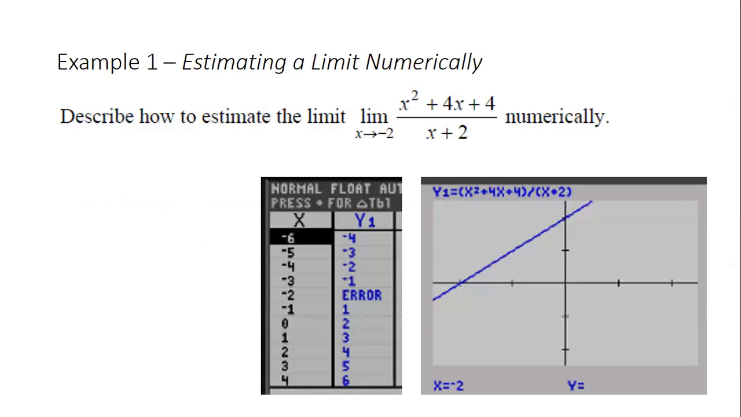So now it says estimating a limit numerically. When we're talking about a limit numerically, we want to look at not what the value equals. Does that make sense? You want to know what is it approaching. Notice here how we have this function x squared plus 4x plus 4 over x plus 2. Why, when I graph it, does it turn into a line?